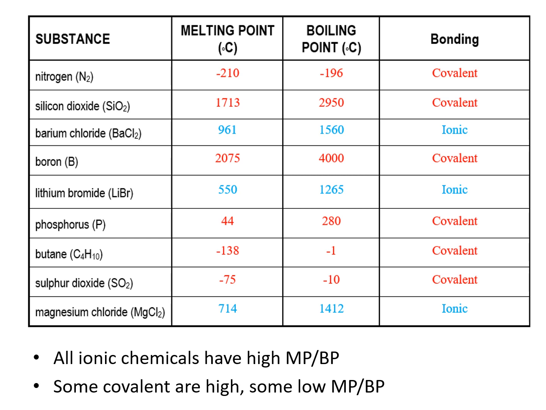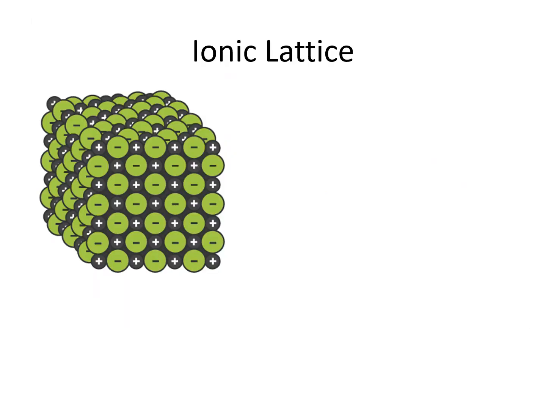Some of them are really high. For example, silicon dioxide has a melting point of 1713, whereas nitrogen, which is also covalently bonded together because it's two non-metal atoms, has a melting point of -210 degrees Celsius. So there's quite a big difference there. We've got very low for nitrogen and very high for silicon dioxide. So what we're going to do now is hopefully try and explain why there is a big difference between those melting and boiling points.